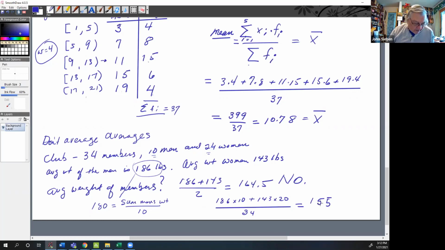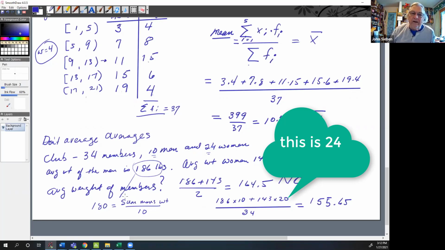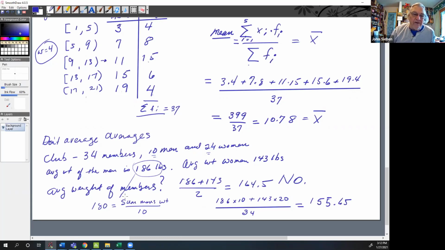So this is 155.65. So be careful. You can't average averages. And you will see, if you stay alert, reading newspapers or magazines or listening to people talk or internet sites, you'll see examples where people average averages on a regular basis. You can't do that for the reasons that this little problem illustrates.